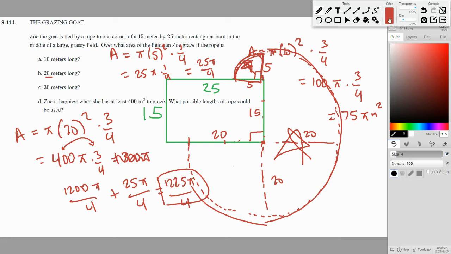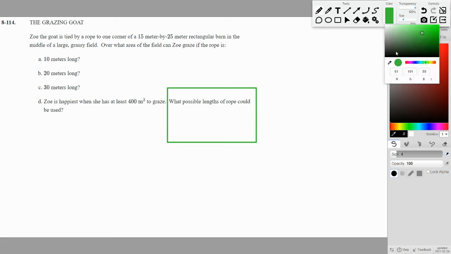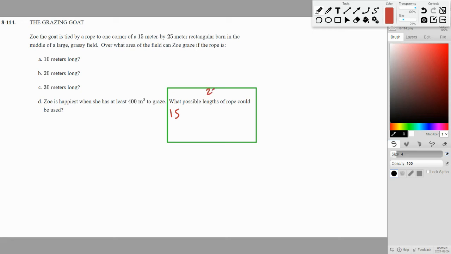Okay, now I'm going to erase everything here. You can always go back into the video to check what I was doing. But I'm going to remake our little barn once more. So once again, we have a 15 by 25 barn. Now you might already suspect what's going to happen, because for part C, it's a 30-meter long rope. So 15, 25, 15, 25. Let's say I tie the goat at this corner again.